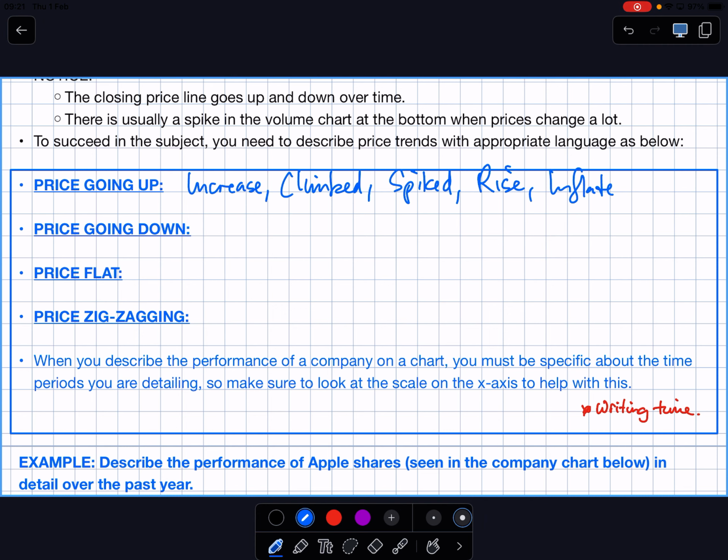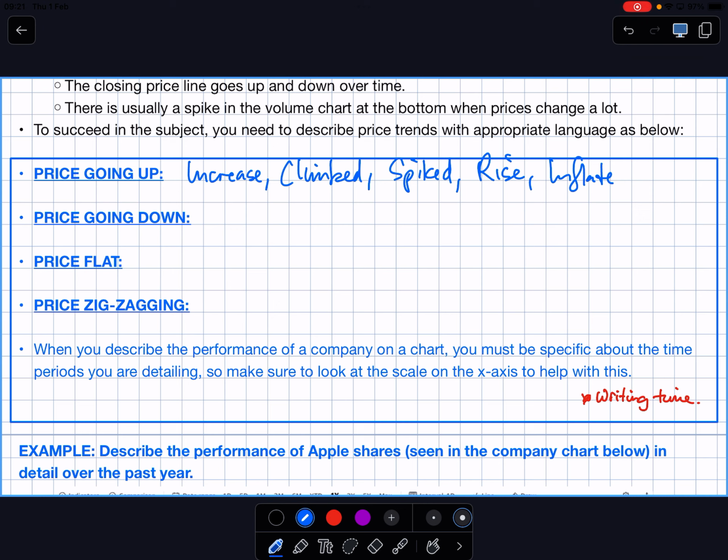That's enough. What about price going down? Let's just say the opposites of these. What's the opposite of increase? Declined, yeah. Fell, fall. Dipped, yes. What's the opposite of inflate? Do we have some vocabulary that we can use other than saying up or down? Keep that in mind for your DI.